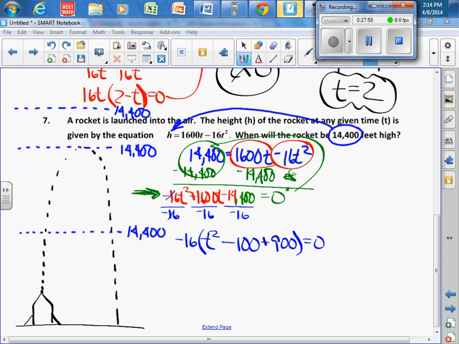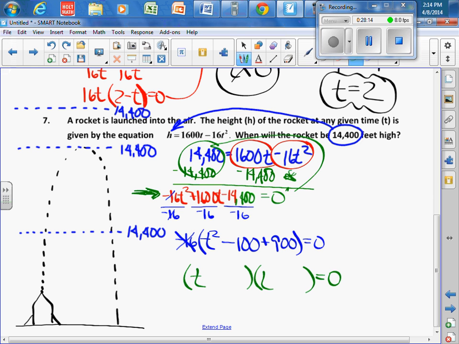All right, so now we have a quadratic. I'm going to be able to throw out the negative 16 because it'll never be equal to 0. Now all I need to do is factor what's left over. It looks like that can be factored. See now, two sets of parentheses, t and t. I'm going to need two minus signs. Oh, this is an easy one, 90 and 10, right? So t minus 90 equals 0. t is equal to 90 seconds. t minus 10 is equal to 0. t is equal to 10.